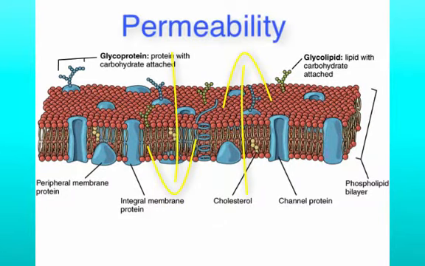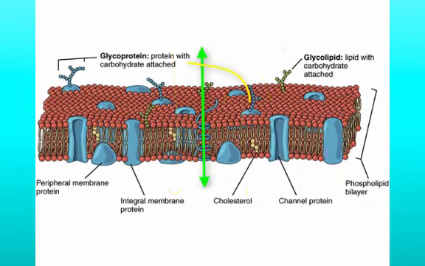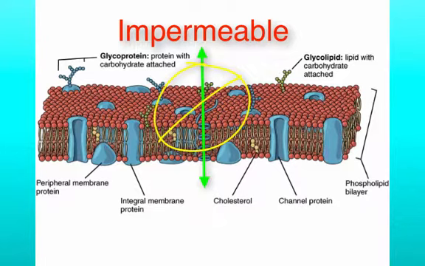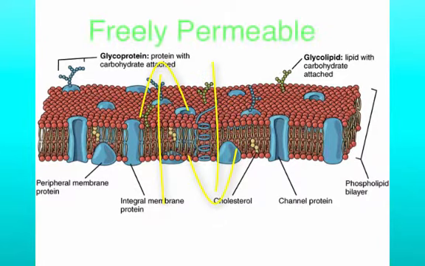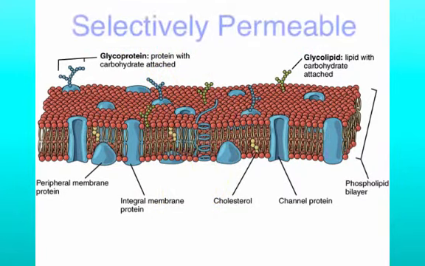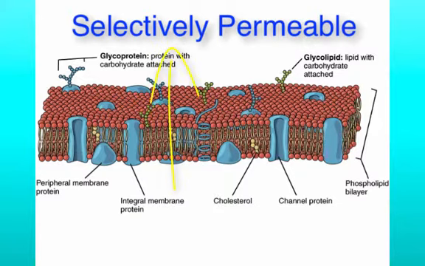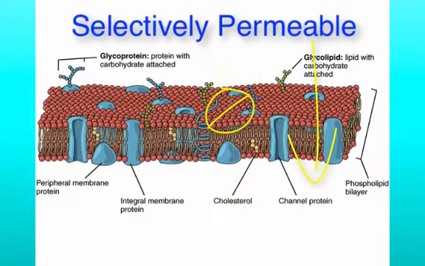How easily things can get in and out of the cell is called permeability. If a membrane will not let anything in or out of the cell, that membrane is considered impermeable. If a membrane allows anything to pass through it at any time, the membrane is called freely permeable. A selectively permeable membrane is a membrane that will restrict movement in and out of the cell, but movement is still allowed. The plasma membrane is a selectively permeable membrane.